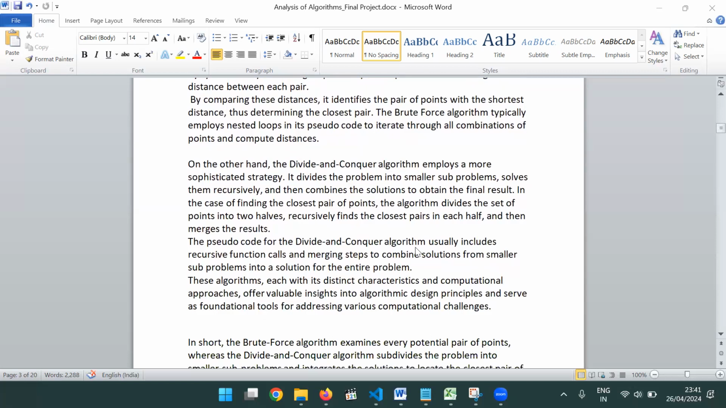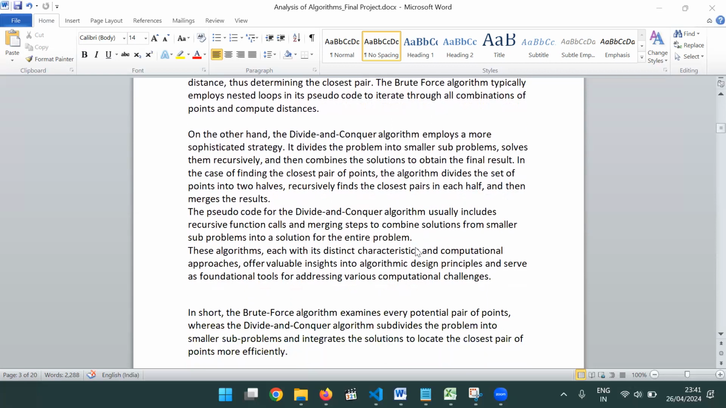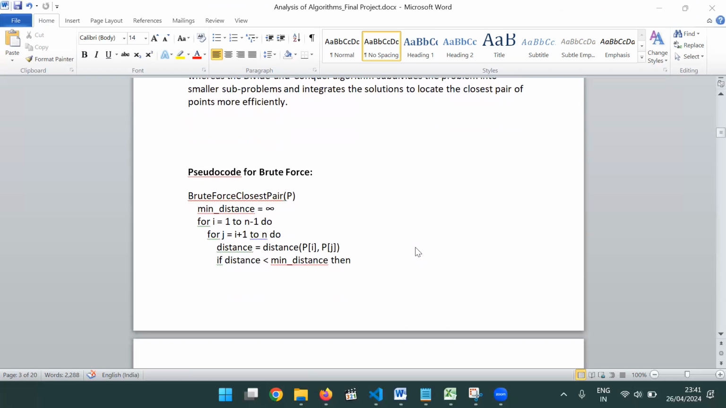This divide and conquer algorithm typically consists of three main steps: divide, conquer, and merge. First, the set of points is divided into two halves based on the x coordinates, and then the algorithm merges the solutions from the two halves while also considering the pairs of points whose distance crosses the boundary between the halves.